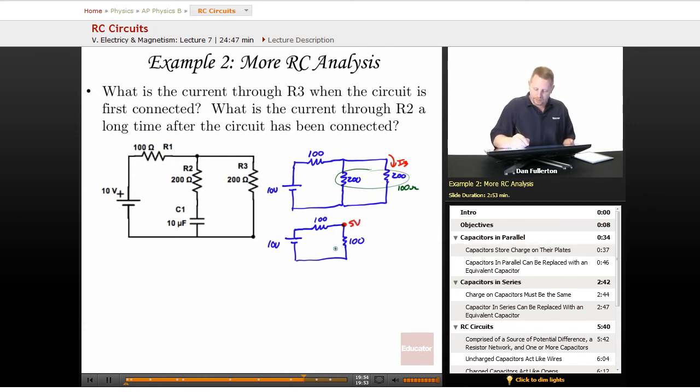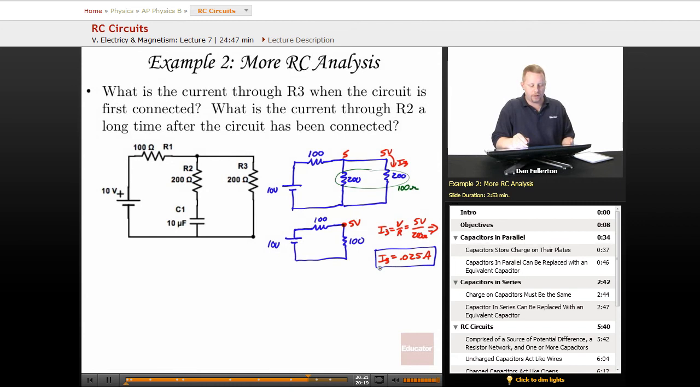And if we go back to this version, that means that we've got 5 volts here and 5 volts here, because anywhere on the wire must be the same. So the current flow through I3, which is V over R3, is going to be the drop across R3, 5 volts, over 200 ohms, which implies then that I3 equals 0.025 amps.